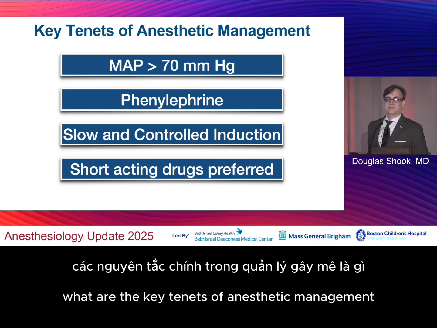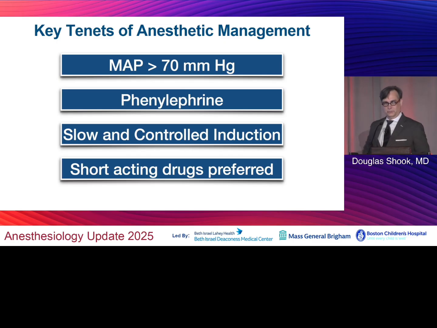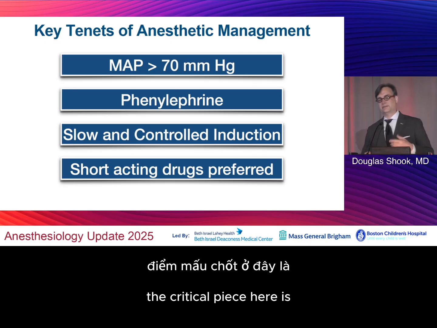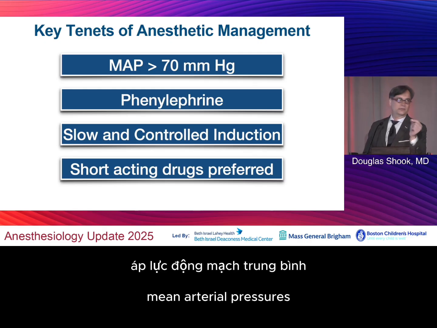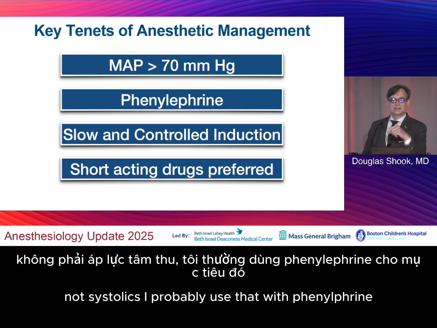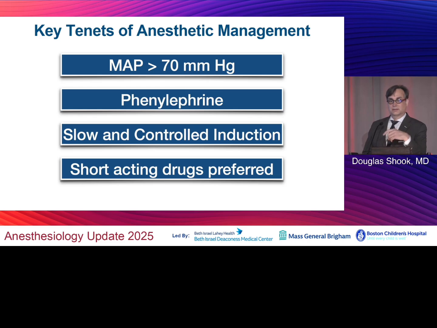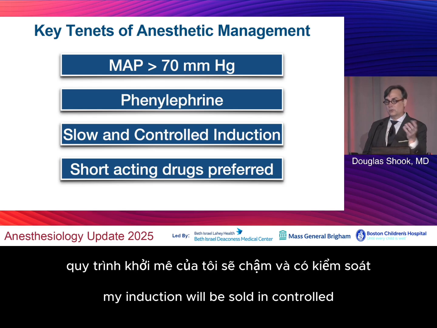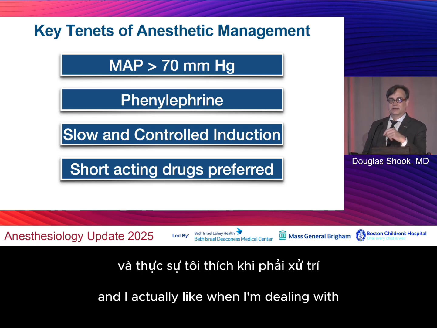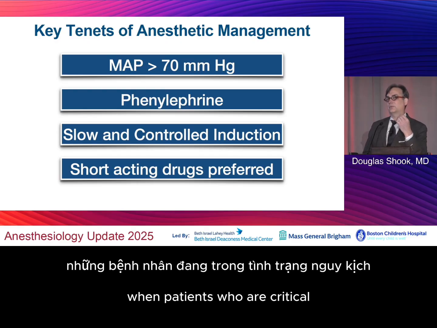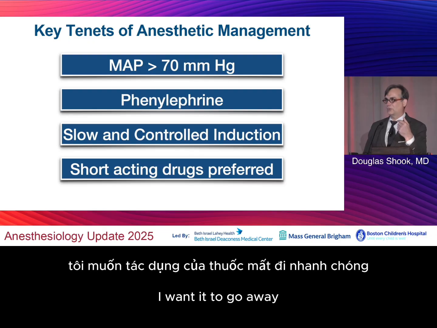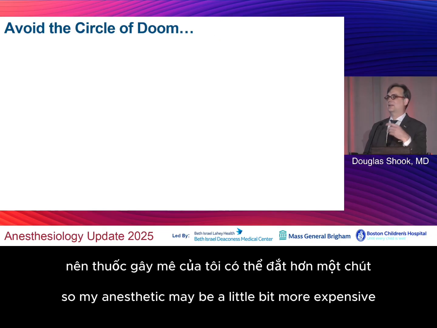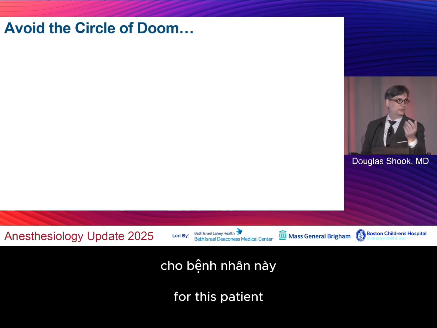What are the key tenets of anesthetic management? So the critical piece here is I typically would try to keep MAPs above 70, mean arterial pressures, not systolics. I probably use that with phenylephrine. My induction will be slow and controlled, and I'm going to give you my cocktail. When patients are critical, I like using shorter acting drugs, because if I don't like it, I want it to go away. So my anesthetic may be a little bit more expensive for this patient.